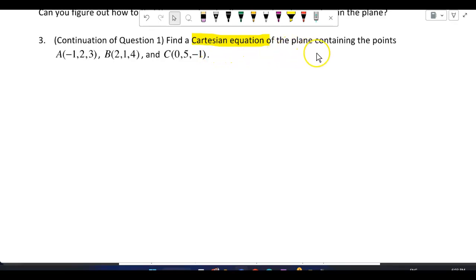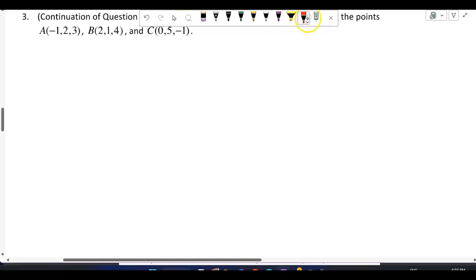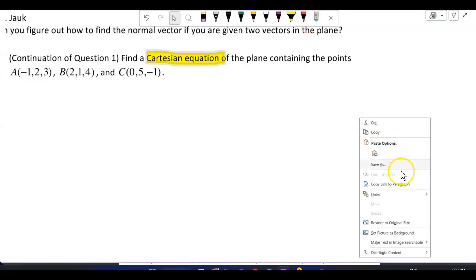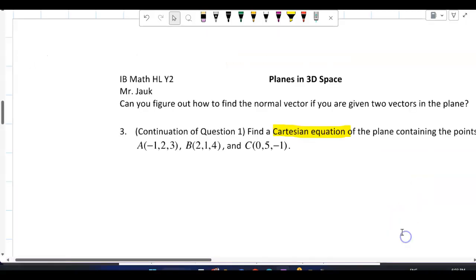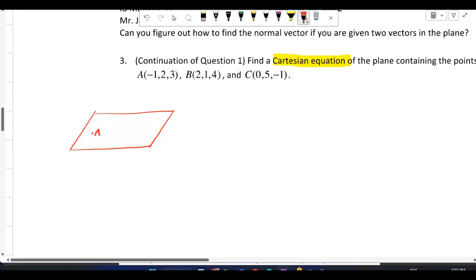Find a Cartesian equation of a plane containing points A, B, and C. Okay. There are 3 points in a plane. So you have a plane and these are your 3 points A, B, C. Now what are the 2 requirements here? You need a point, which we have. So you can use your point OA. You need 2 vectors. You find AB or BC. We found AB and BC.